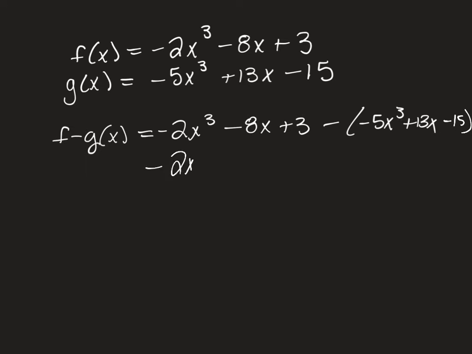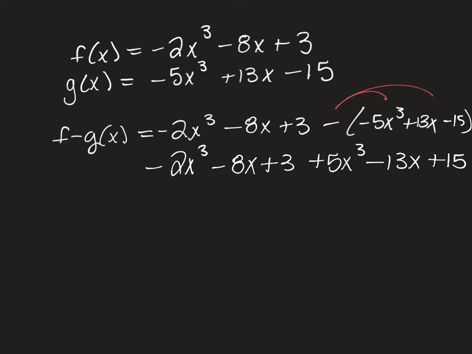So again, we have to distribute the negative through the second half of that. So these first ones stay the same. And that becomes a positive 5x cubed, a negative 13x, and a positive 15. So remember, this changes all the signs inside the set of parentheses.